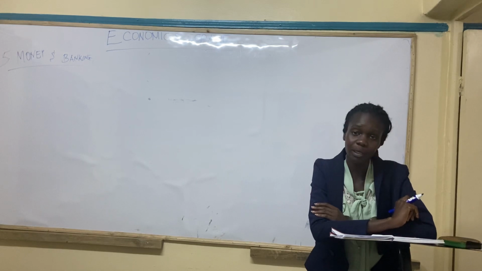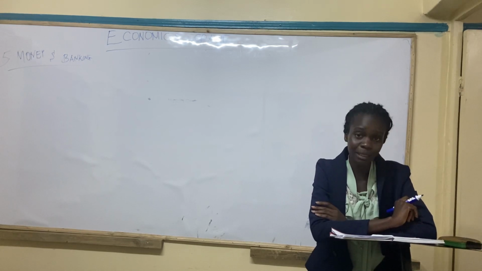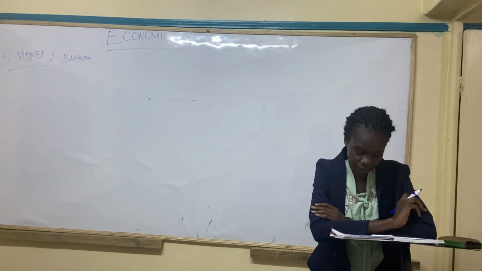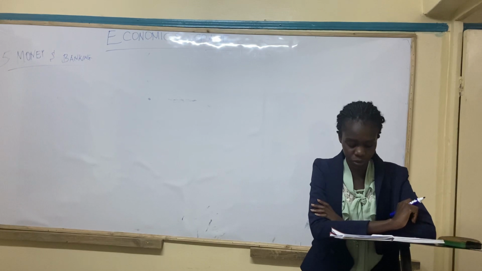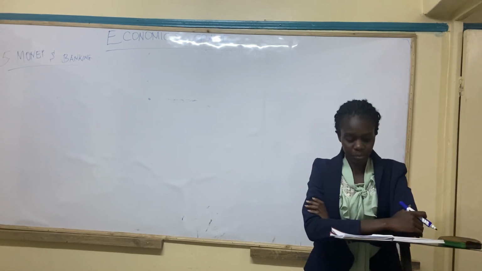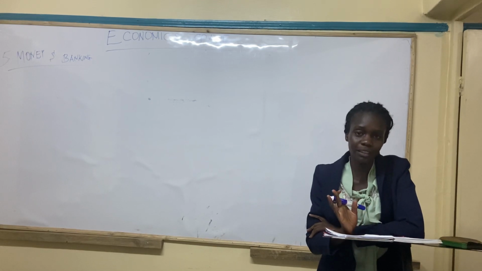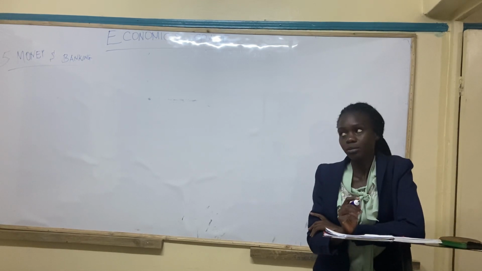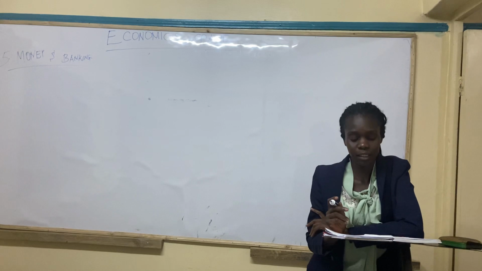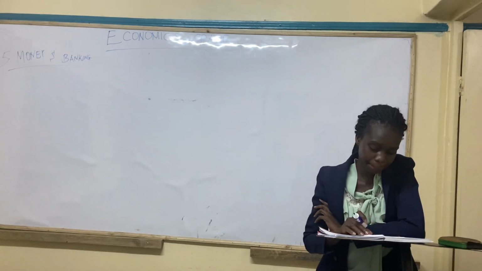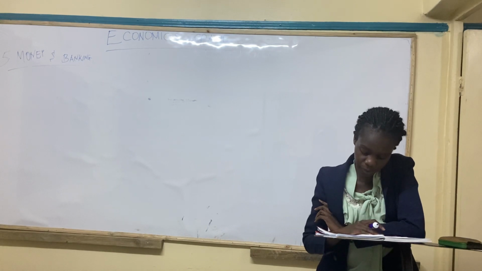There is durability. Money should be durable. Another one is homogeneity. Money should be homogeneous. Money should be the same. Let's say we have a note of 200 Kenyan shillings. So all notes of 200 shillings should be the same countrywide.